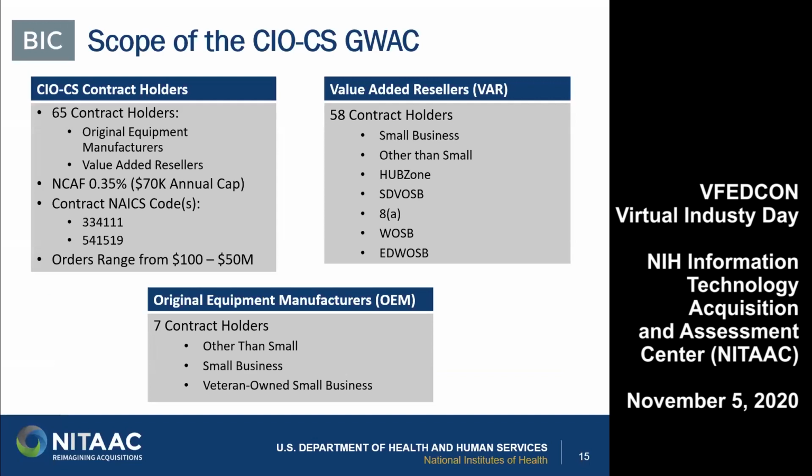This is more information regarding the scope of this GWAC. There are 65 contract holders. We have both original equipment manufacturers and value-added resellers on the contract. The fee for using this is 0.35%, and I should mention that there is an annual cap on the fee for all 3 of our GWACs. For CS, $70,000 is the annual cap, and for SP3 and SP3 Small Business, it's $150K as an annual cap. The orders are smaller generally because you're purchasing commodities and services. You can see that we have 58 value-added resellers, and 7 original equipment manufacturers.